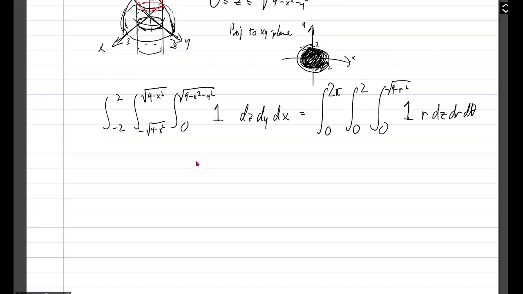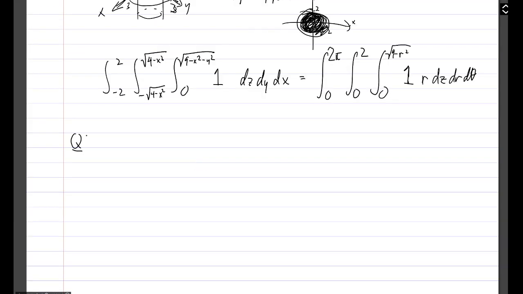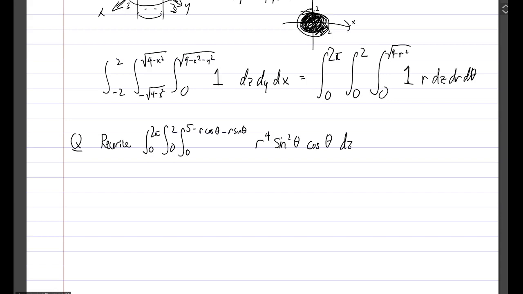Okay, let's do the following. Let's rewrite the integral 0 to 2 pi, integral 0 to 2, integral 0 to 5 minus r cosine theta minus r sine theta of r to the 4th sine squared theta cosine theta dz dr d theta as a rectangular integral.